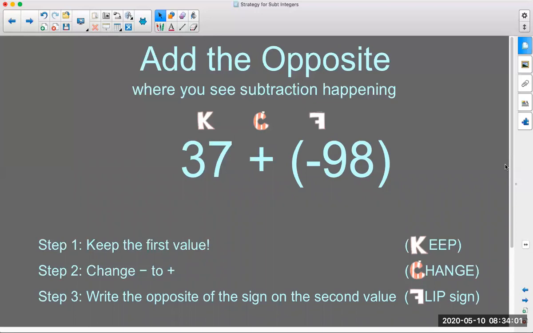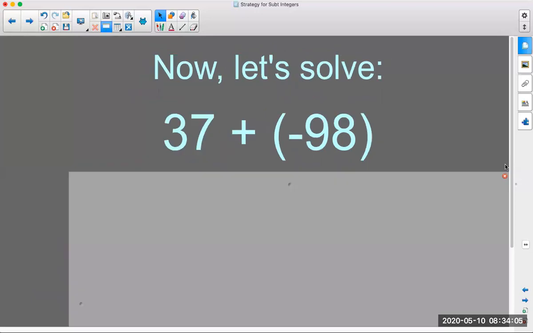We just added the opposite again. We are getting good at this, y'all. Okay, now we're going to solve it or simplify it. 37 plus negative 98. Oh, snap. Wait a minute. One is positive and the other one is negative. What is the rule, lady? What is the rule?